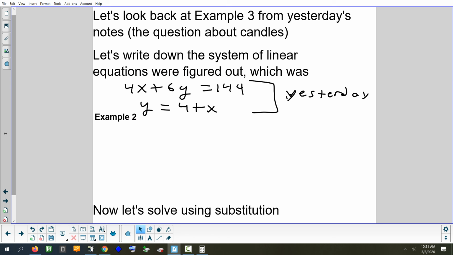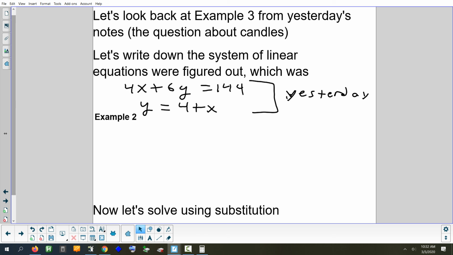Now, why didn't I have you solve this by graphing? What would have been difficult about solving this problem by graphing? Yeah, that's a pretty big number. That's going to go off your graph. But now it doesn't matter how big the number is. We can just plug it into a calculator and solve it. So this problem is exactly like the kind of problems we did today. So we're going to solve it with substitution.